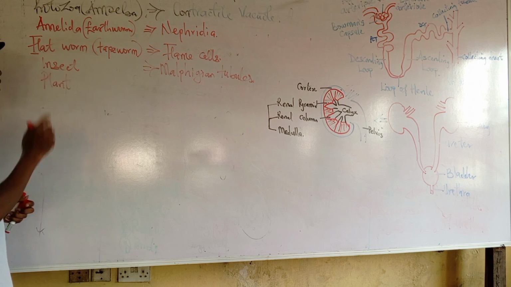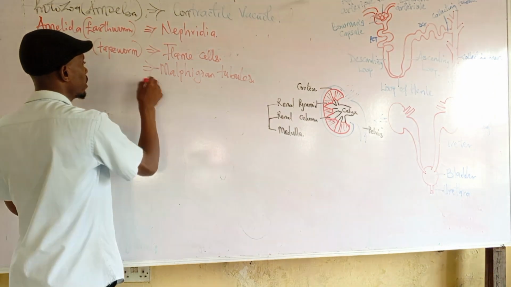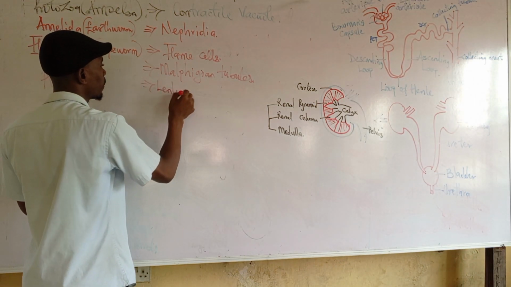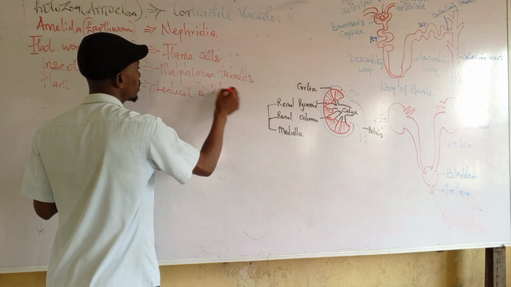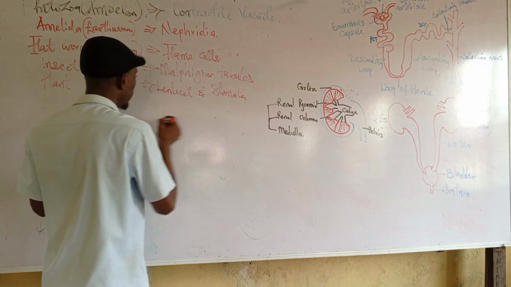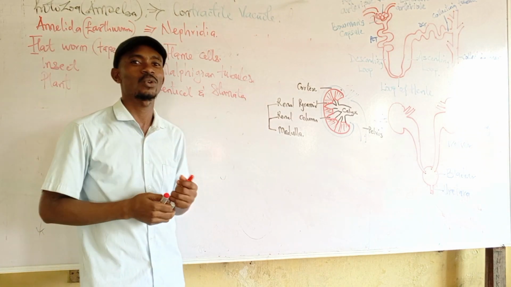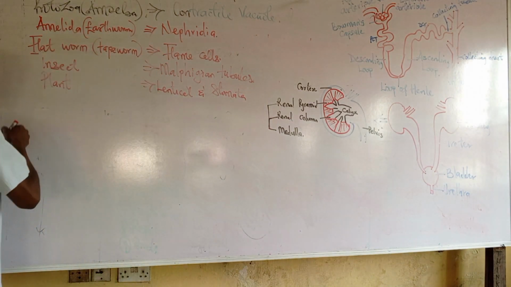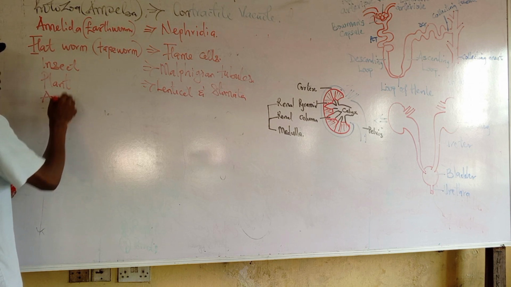Then we have plants. I should have talked about plants last. Plants actually have two things: the lenticel and the stomata. Lenticels are found more in the stem and stomata more in the roots. Very important.